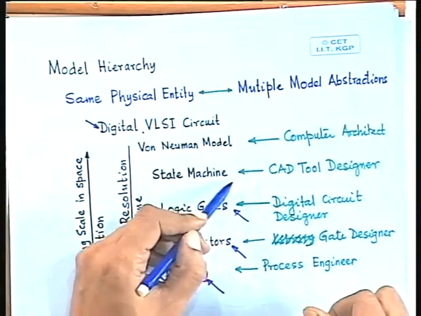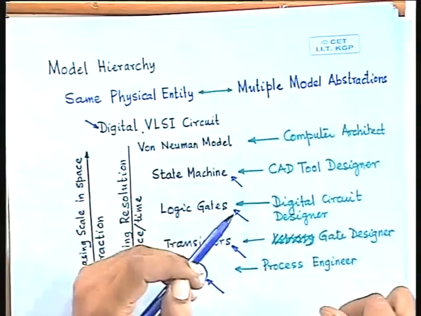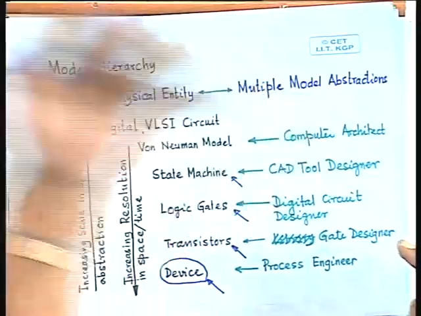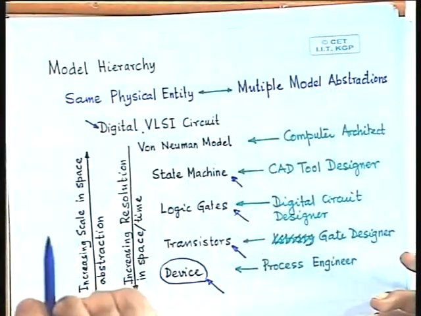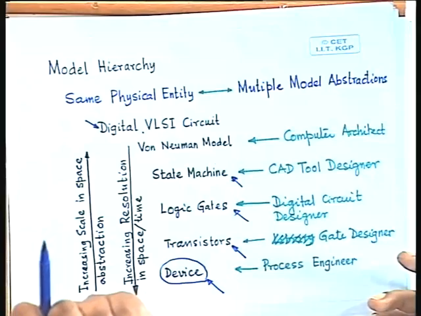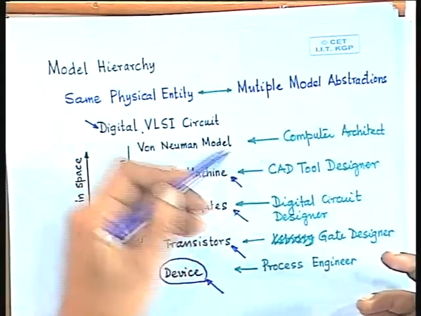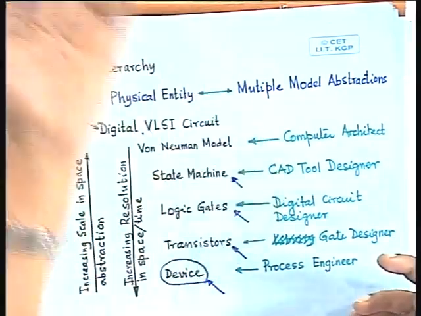Somebody who wants to design software for your signal processor, maybe internal software, doesn't even bother about logic gates. He is only bothered about its abstract behavior. So he looks at it as a state machine. And finally, the computer architect may not even be interested in it as a state machine, because it will have millions of states. He may be interested in higher level models, and it is the same digital VLSI circuit.